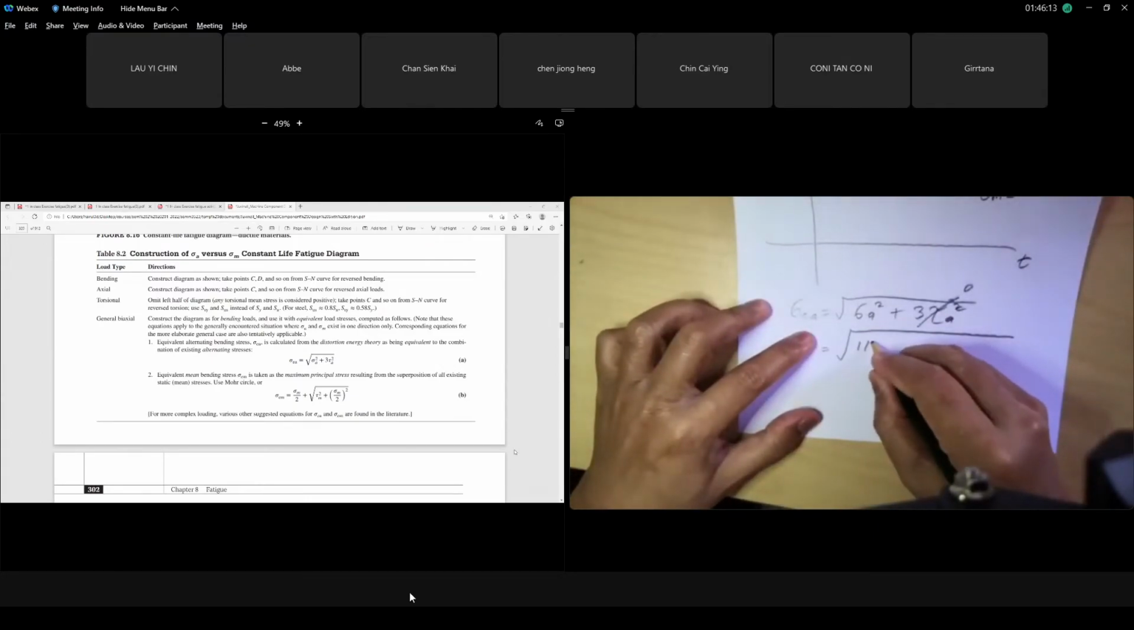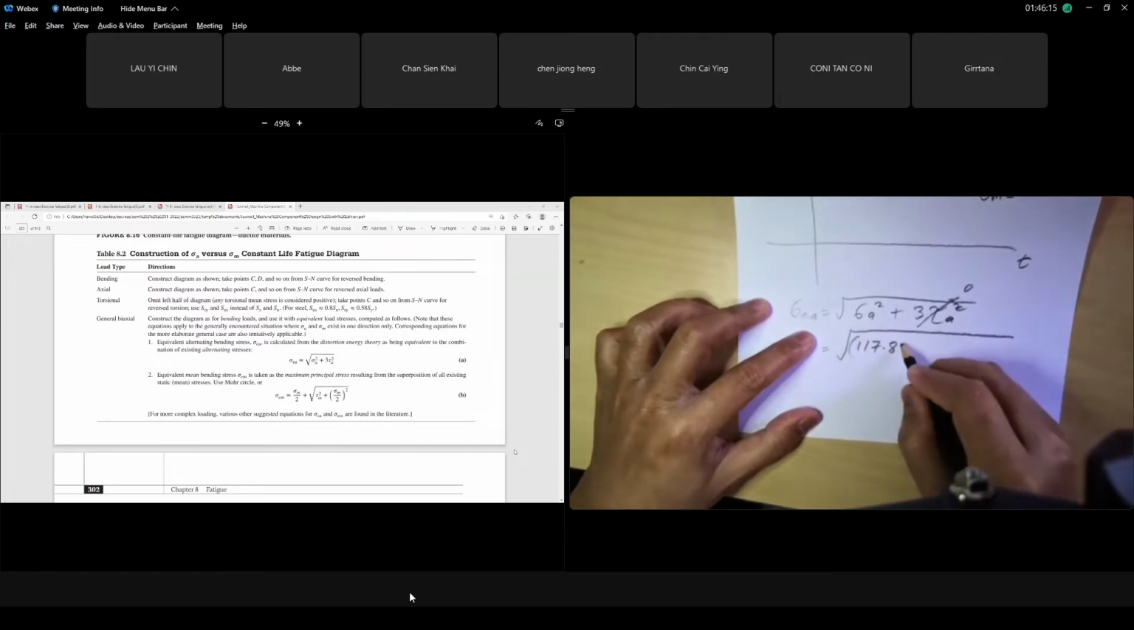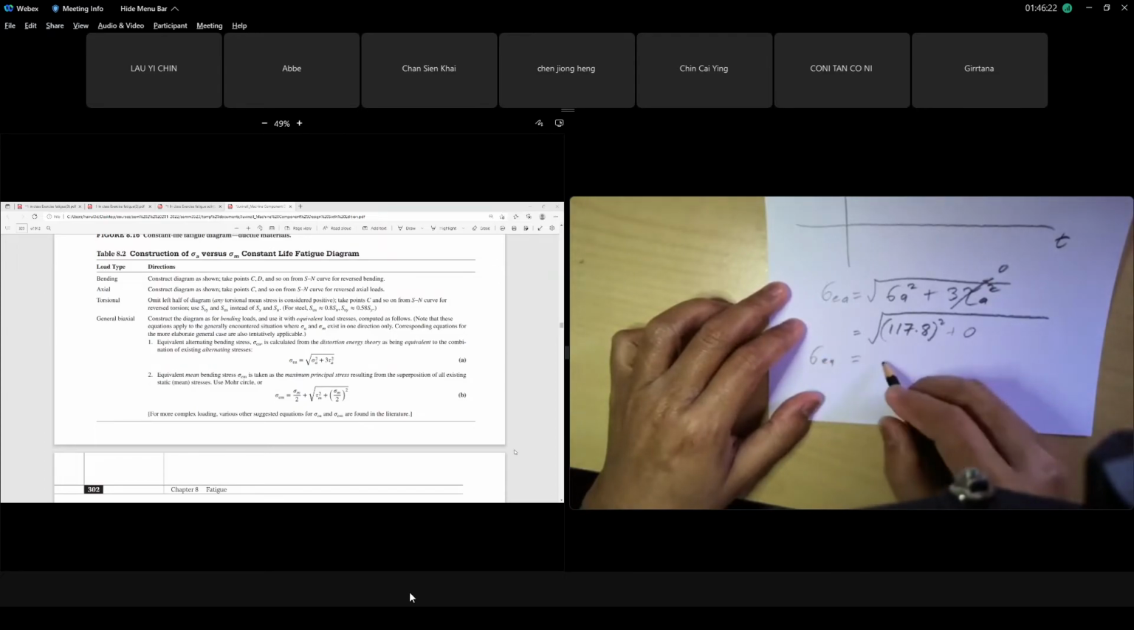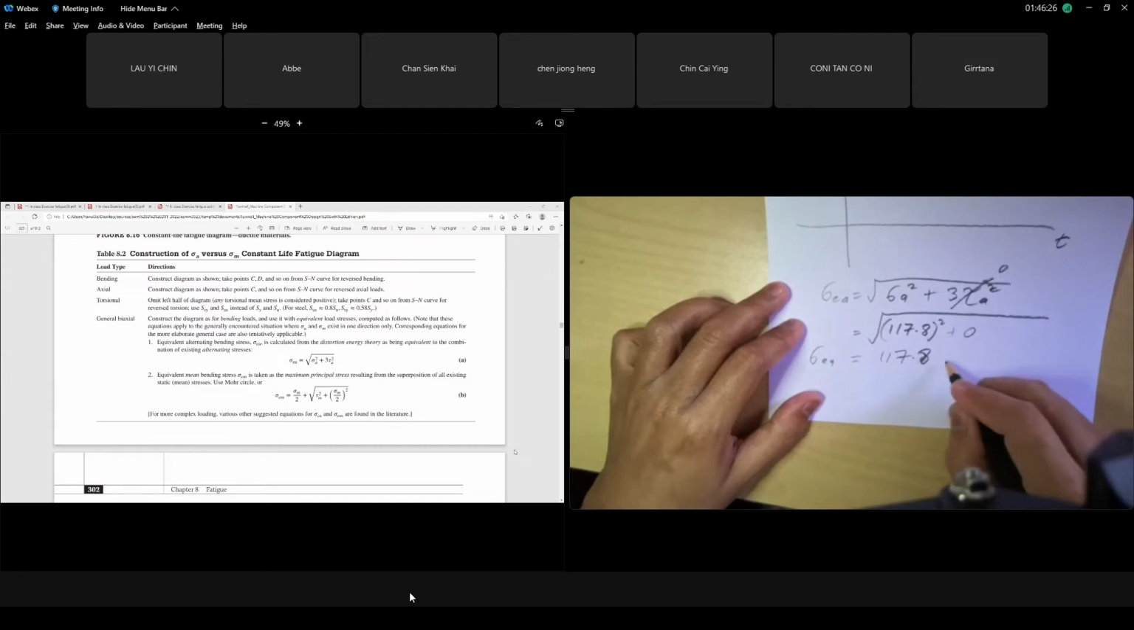So, 117.8 square plus, this one is zero. Zero. So, we get sigma EA is the same as 117.8, because we take the square root of that square. Okay, sigma EA is 117.8 megapascal.